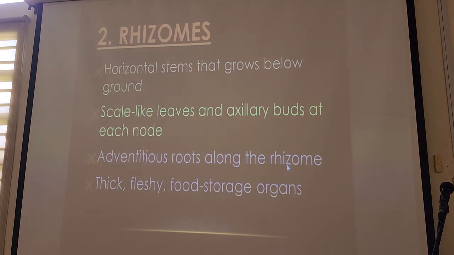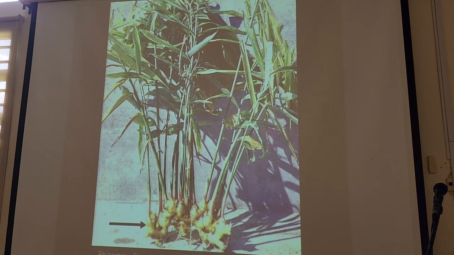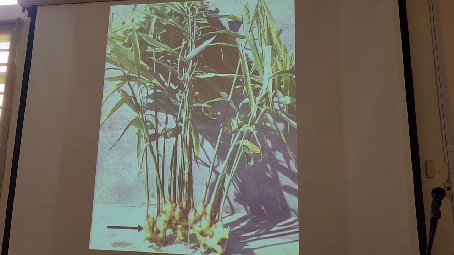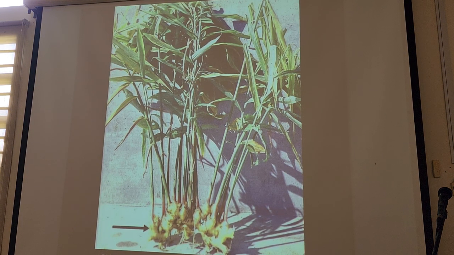Okay, rhizomes. They grow horizontally. You have these scale-like leaves. Look at your ginger. It's got many scales, right? The skins. You've got adventitious roots, and thick, fleshy food storage organs. So you've got your ginger here. It grows horizontally. So that is one criterion of a rhizome. Rhizome: horizontal. Just remember that.